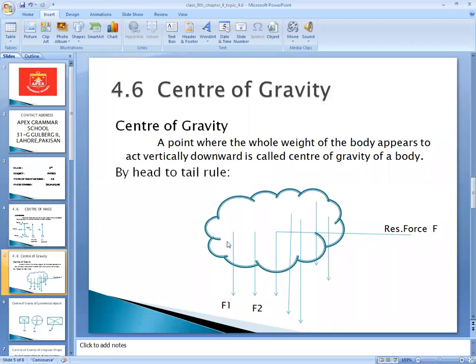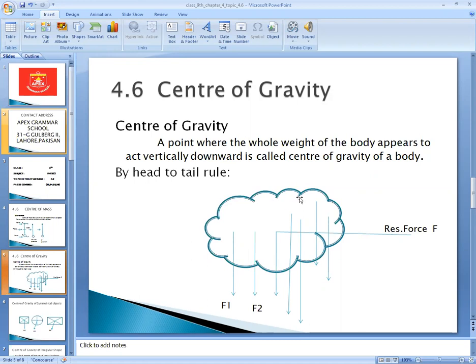I consider a shape, any shape, irregular shape. This is not a symmetrical shape, not a regular shape, but it is any shape. So, how can we find the center of gravity? Because I'm talking about center of gravity now. With this shape, I read the definition. This is also in your textbook in the pink box. A point where the whole weight of the body appears to act vertically downward is called center of gravity of the body. This body consists of so many particles.